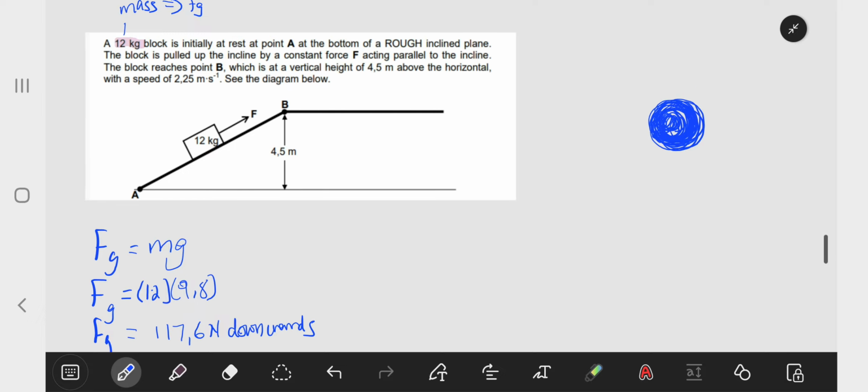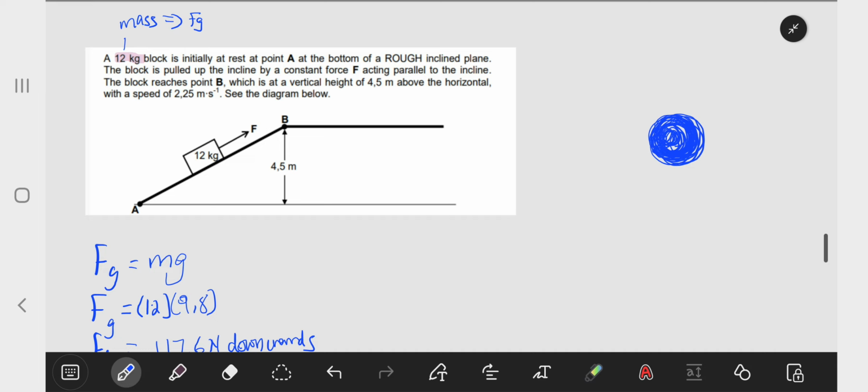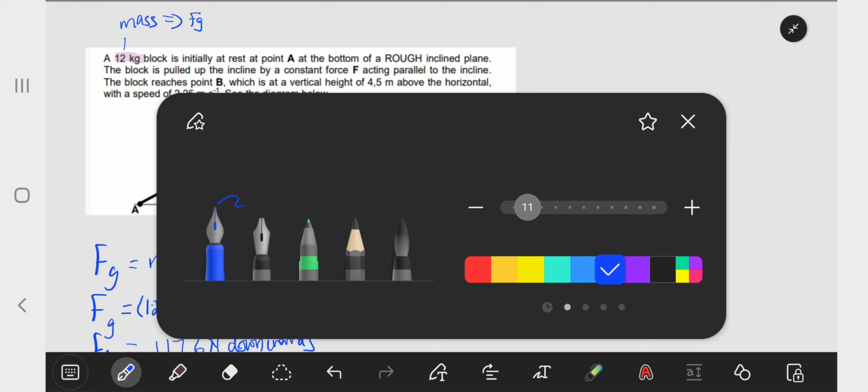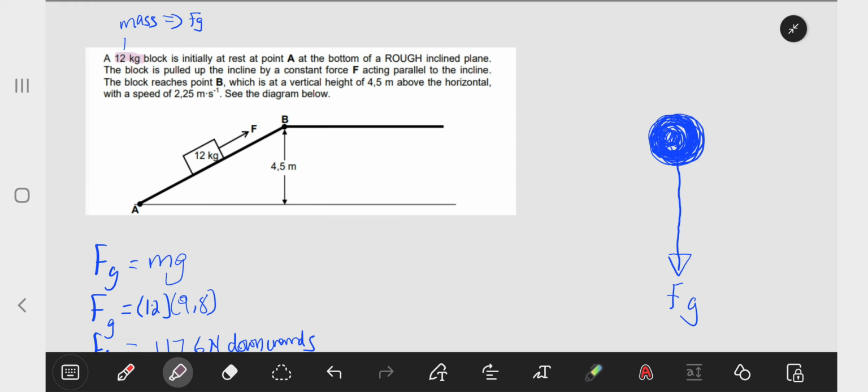So now we have identified gravitational force and we have calculated it. Now we have to represent that gravitational force on the free body diagram. So that is your gravitational force, which is Fg, going downwards. Let us continue with the statement. It says a 12 kg block is initially at rest, meaning that the object is not moving at that point, at point A, which is this point A here. So the object is not moving at point A.